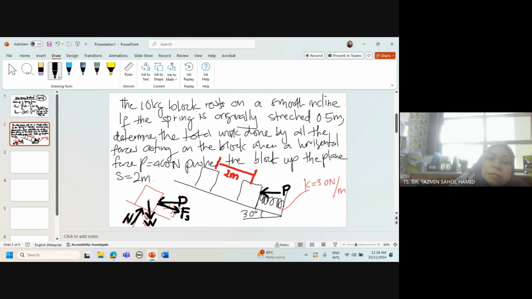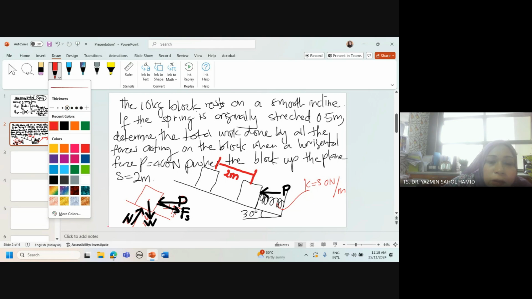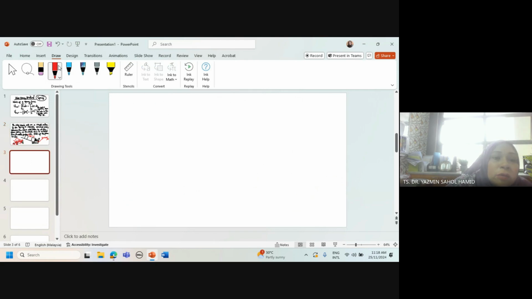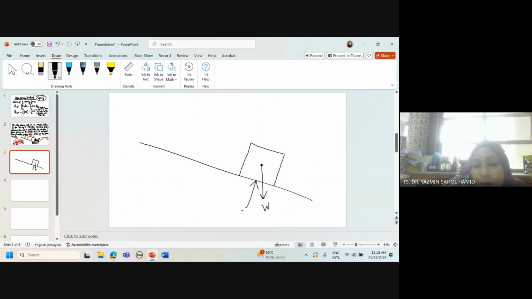So these are all the forces involved. Since this is work, it means we have to consider forces in the displacement direction. We have to resolve them. We need to resolve this one and this one. The picture is not clear, so let me draw again, better, for all of you to see. At the center here, you have a vertical weight going down, a normal force, a force of the spring, and you also have the force P.